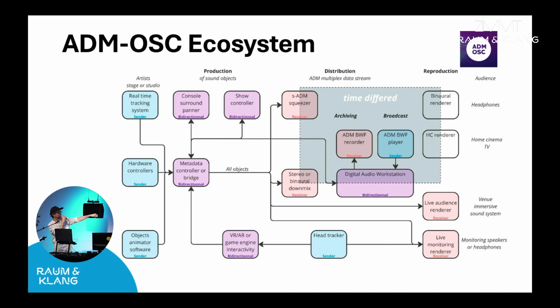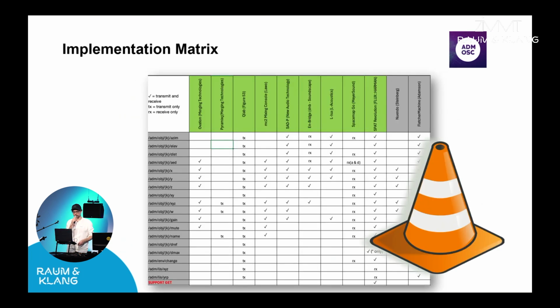Metadata controller or bridge, we can just do a bridge, and we found that the S-ADM is the time-deferred part. This is the broadcast part with archiving also. The ADM broadcast web file is very useful for that, with recorder and player, and digital audio workstation on this side. Maybe VR and augmented reality, game engine, interactivity, head tracker, and of course on this side all the broadcast way, so maybe headphones, home cinema, TV, the new immersive sound systems that will maybe receive ADM OSC commands directly, and the monitoring speaker or headphones for the production context. So now we see that it's much wider than what we thought at the beginning.